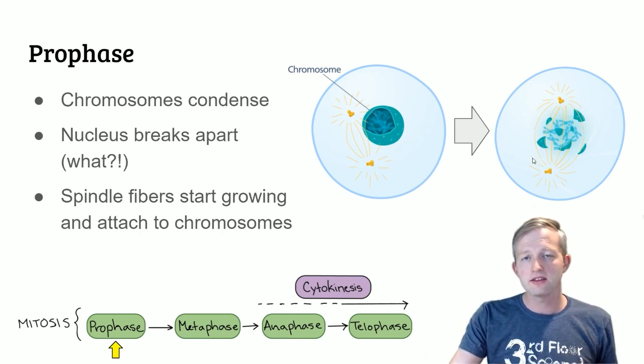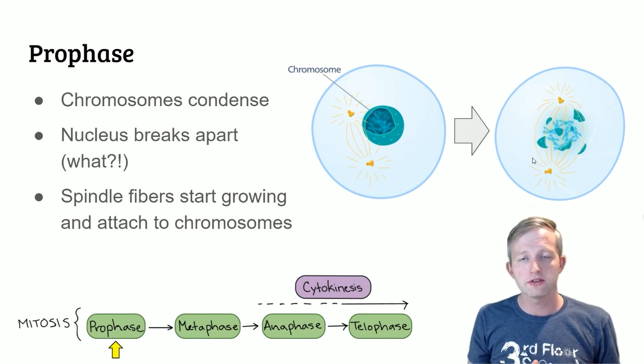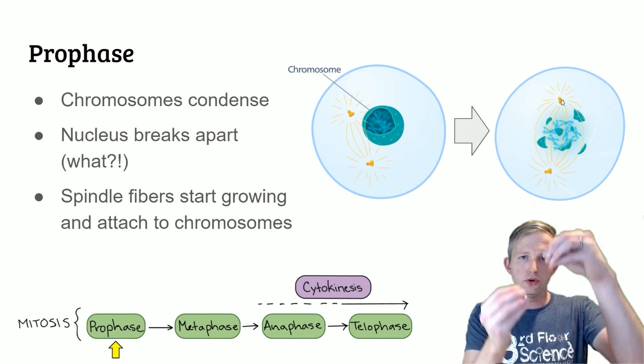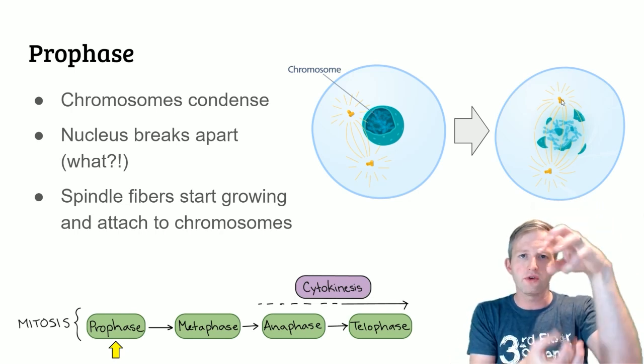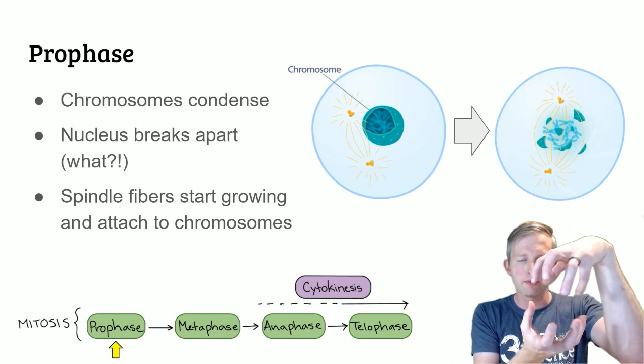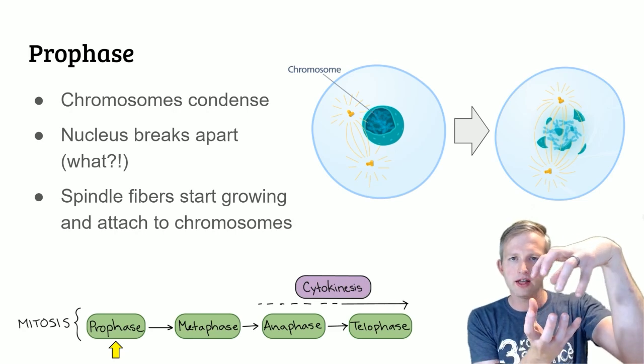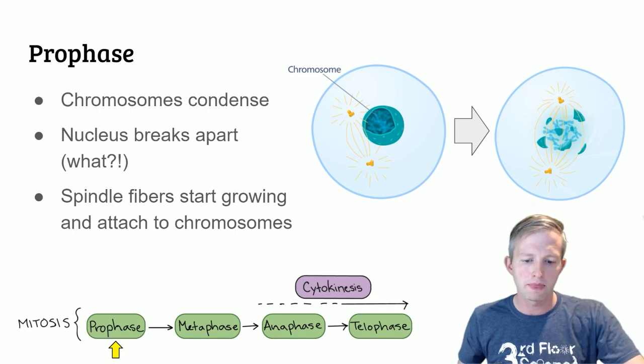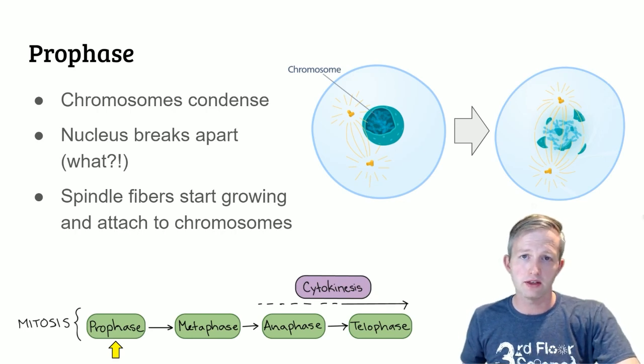And then the last thing is that we start getting these spindle fibers, and these are produced by the centrioles, which are an organelle. The centrioles move to opposite sides of the cell, and they get ready to then produce these spindle fibers, which are just protein strands that grab onto the chromosomes and can start moving them around the cell. So that's the process of prophase.